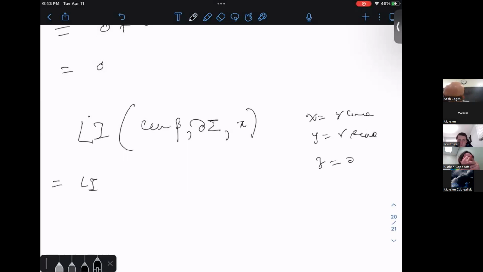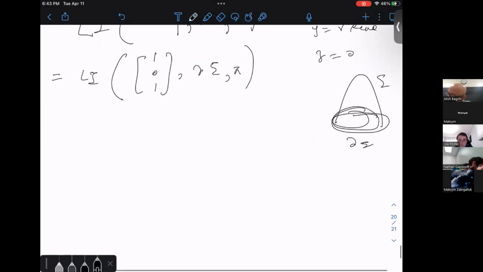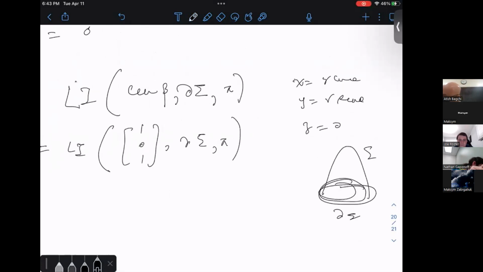So this is the line integral of, what is the curl of beta? 101. Del sigma is just this circle below. Oh, sorry, I have made a mistake. The parameterization will have r equal to 1 because the radius of the circle is 1. So it's just cosine theta, sine theta, and z is equal to 0.